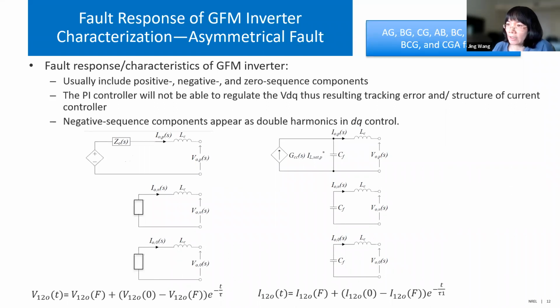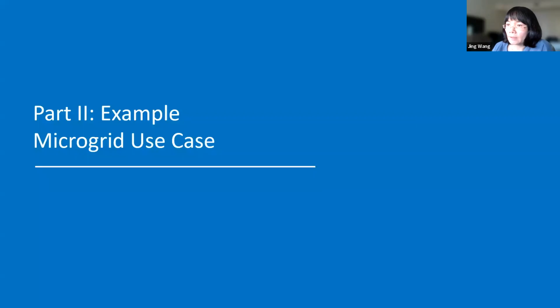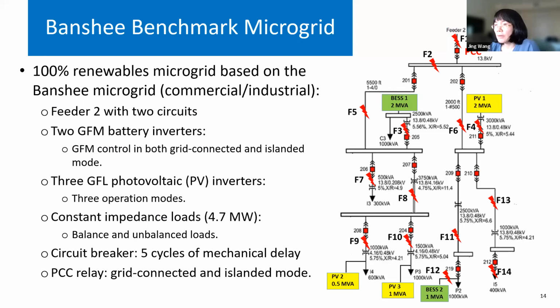In the next many slides, I'm going to use one example microgrid and see how we can design the protection scheme for a 100% renewable microgrid. For the microgrid, we use the Banshee benchmark microgrid. As you can see here, we take feeder 2. We have the two circuits, 201 and 202, and we have multiple grid forming battery inverters and multiple grid forming PV inverters. This is a three-phase system standing for a commercial or industrial microgrid campus.